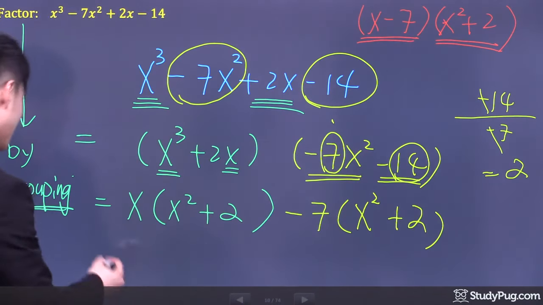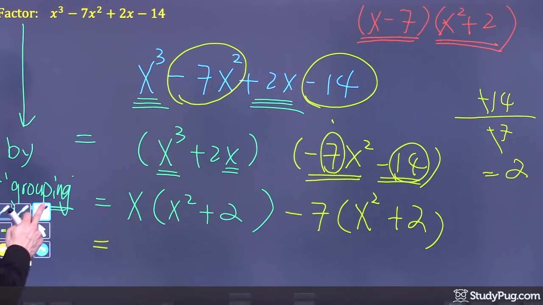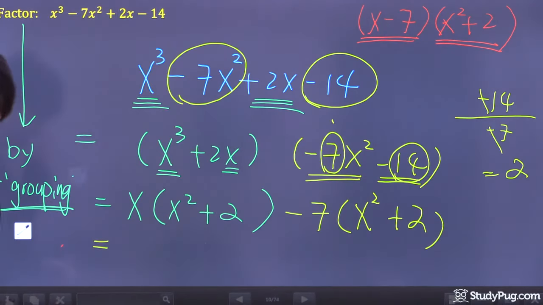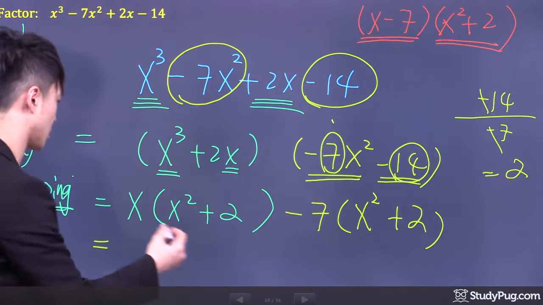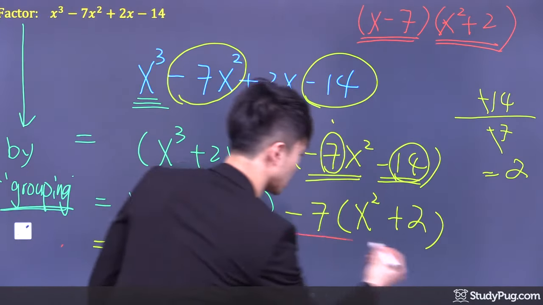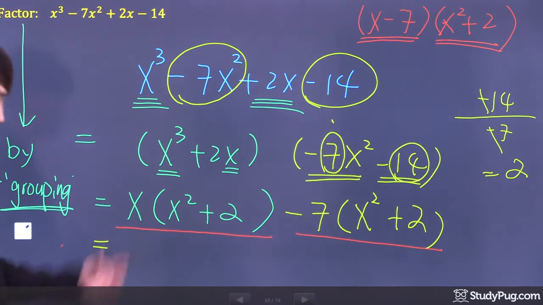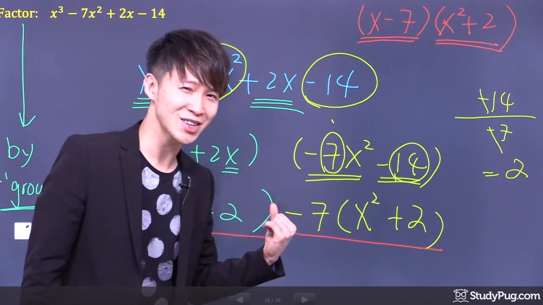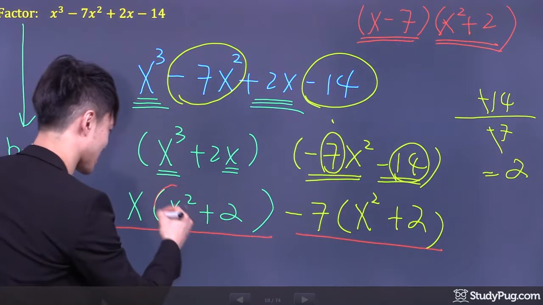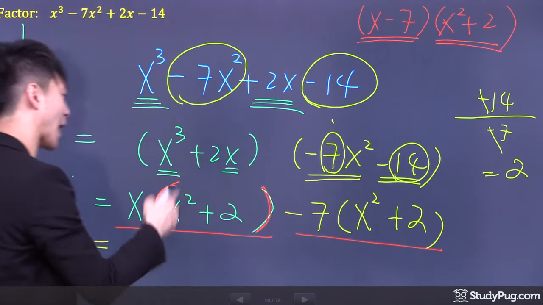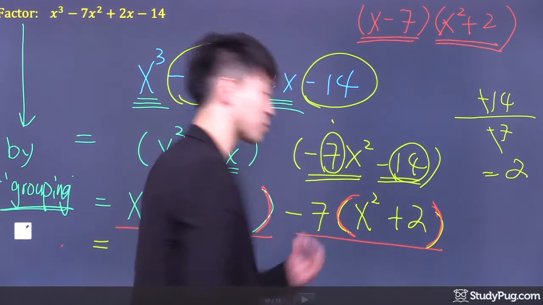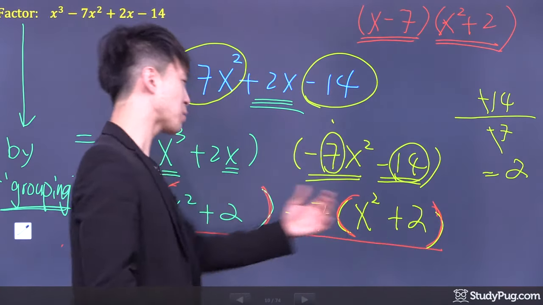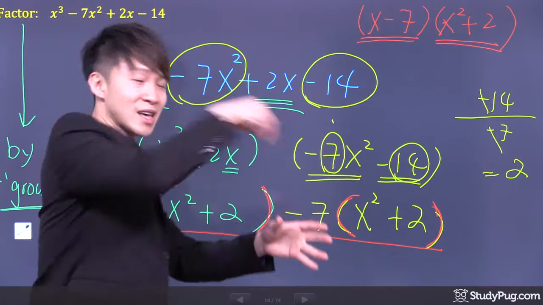Okay? Hey, guys. Now, look again. Here, in this polynomial right now, we have two terms, right? Here is the first term. Here is the second term. Between the two terms, is there any common factor? Yes. What is it? Check this out. What's inside the bracket here? x squared plus 2. For the second term, what's inside the bracket here? x squared plus 2. So x squared plus 2 is common for both terms.